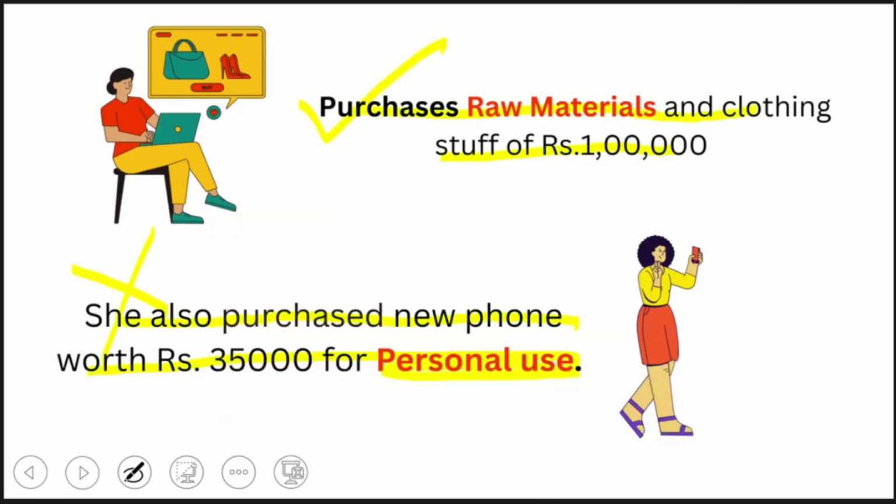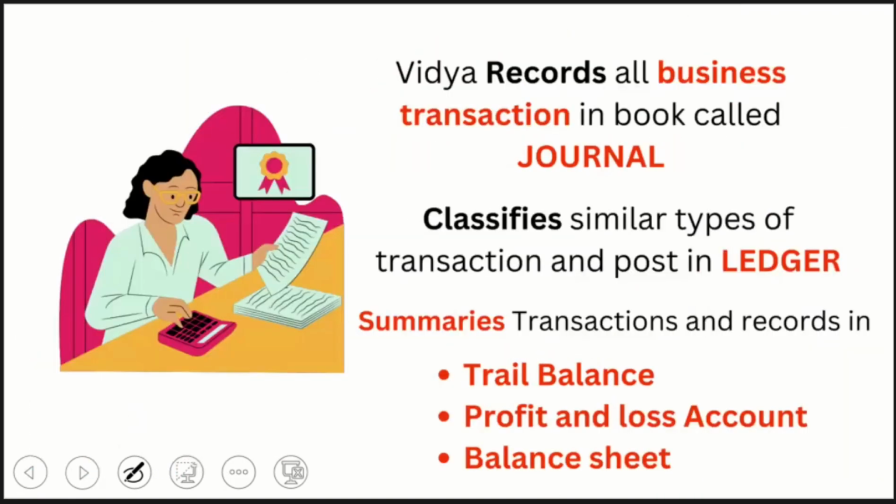Next, let us go back to the example again and see that Vidya records all business transactions in a book called journal. It's obvious that every business records its transactions. As and when the purchase is made, as and when the sale is done, to understand the activities of the business, we record every transaction. Recording of these transactions is done in a book called journal. So in the journal, we have a detailed record of all the transactions done by the business.